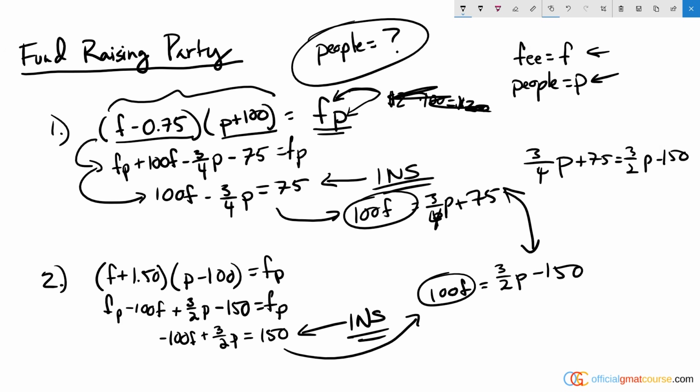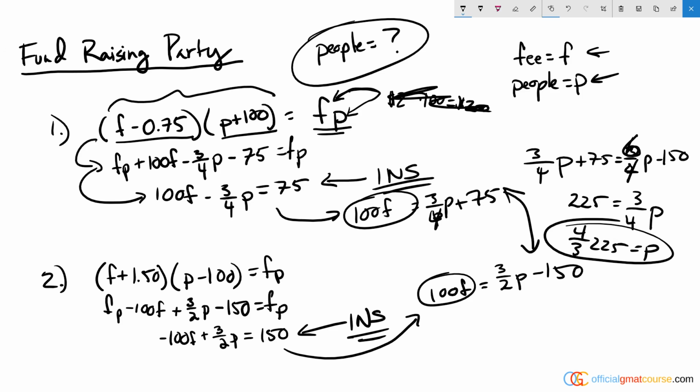And if I bring everything over to the appropriate sides, if this is a common base of 4, this would be 6/4, then I will get 225 equals 3/4 P. And if that is the case, then I have 4/3 of 225 is equal to P. And that means I have finished out and solved the equation.